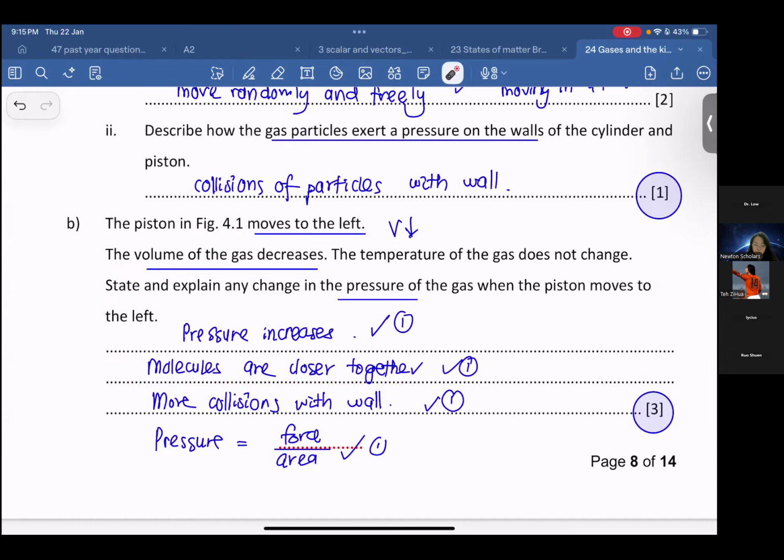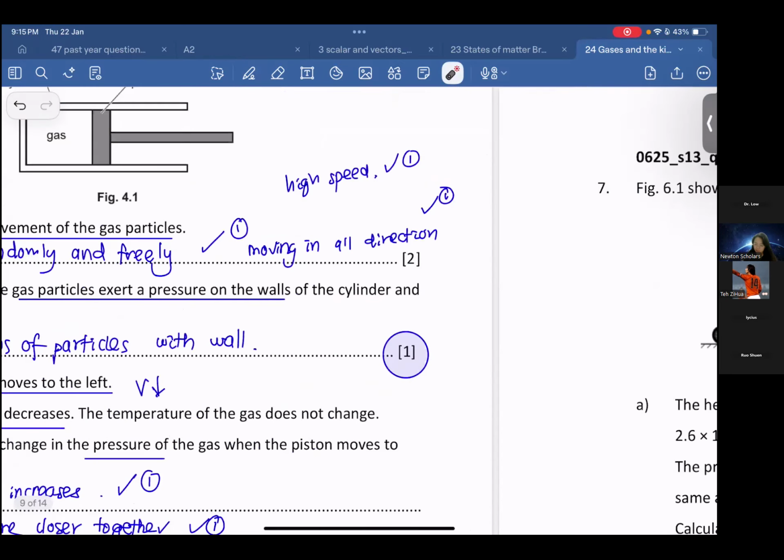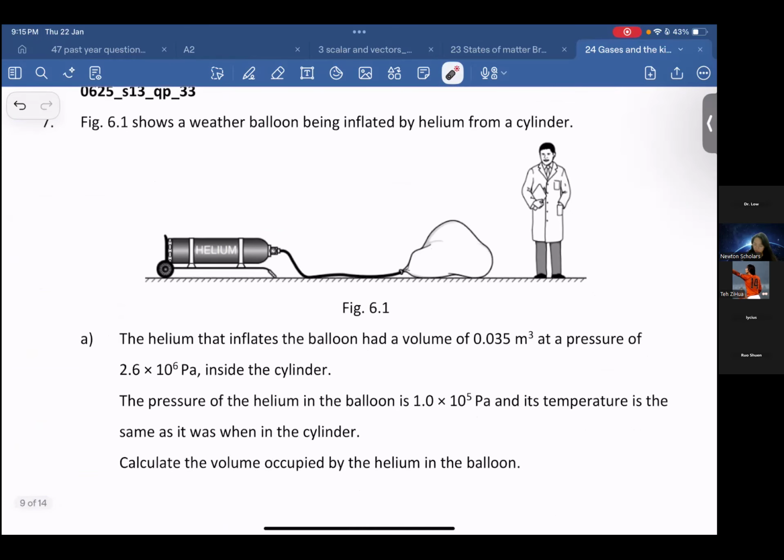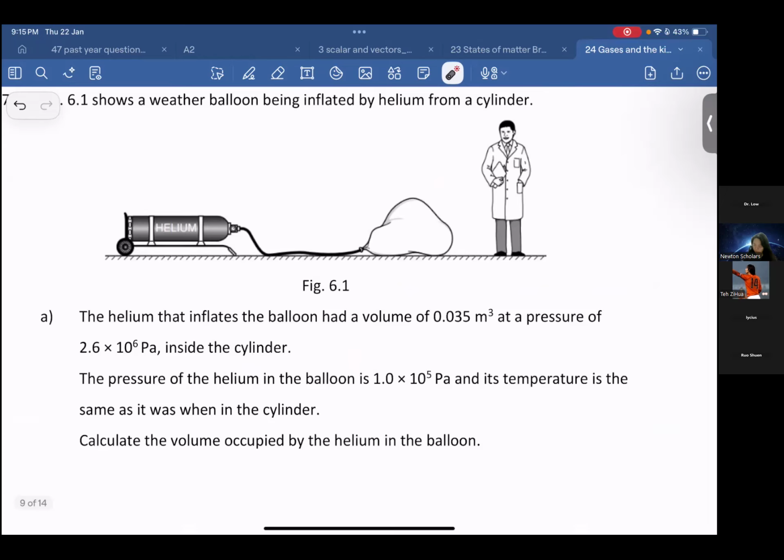Okay, we go to page number 9, question number 7. Okay, dear, here, a balloon. Okay, here, the helium. So they will have a volume and a pressure inside the cylinder. Then after that, this is another pressure, temperature is the same. See, temperature is the same, okay? Then calculate the volume right now. Can you do the calculation right now?